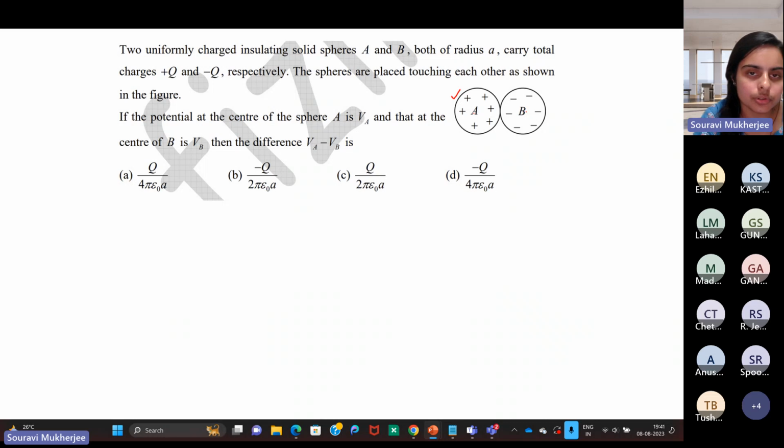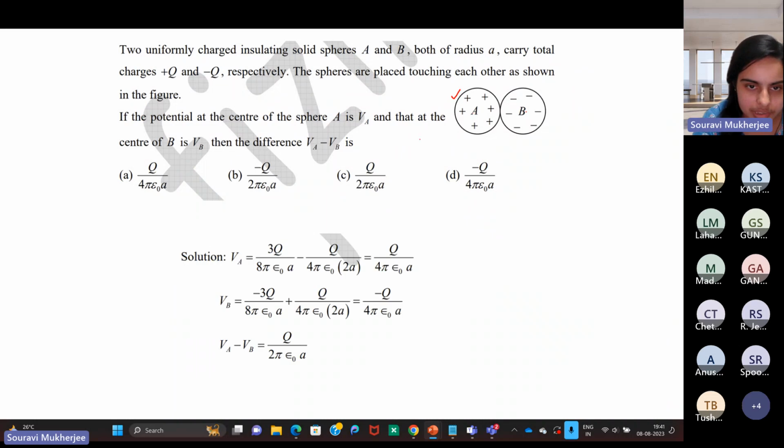Now, if you consider all these contributions together, what do you get? You see that VA has two contributions, one due to sphere A and another due to sphere B. And VB again has two contributions, one due to sphere B and one due to sphere A. So this is the final potential at the center of this sphere, and this is the final potential at the center of the other sphere. And what you have to find is VA minus VB. If you do that, what you get is this. Is it clear?